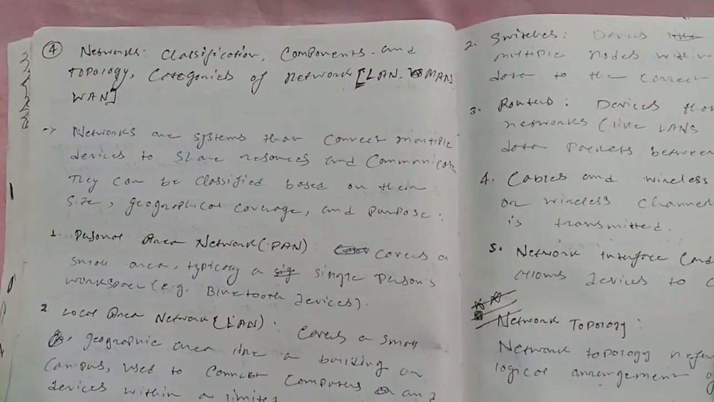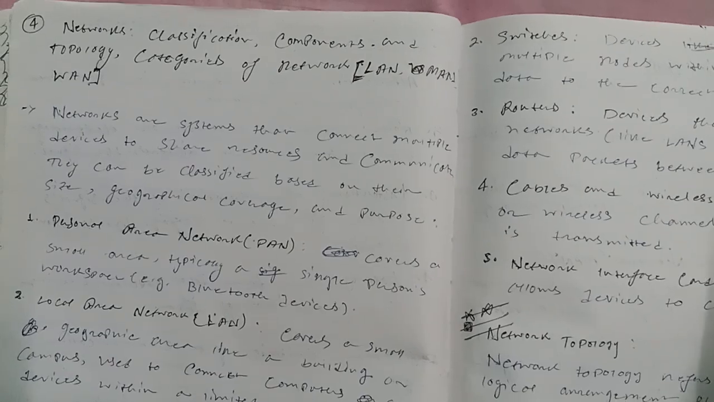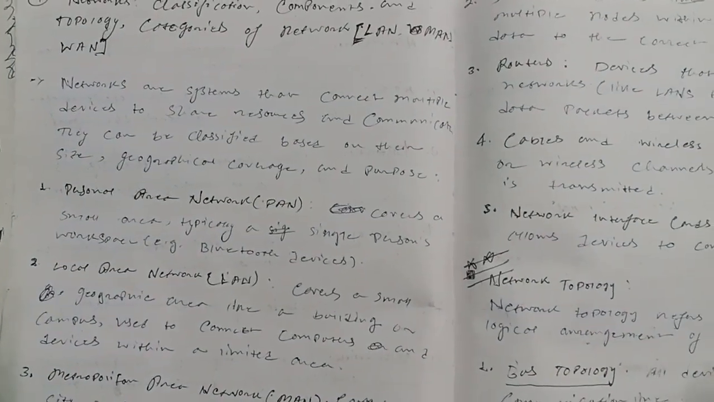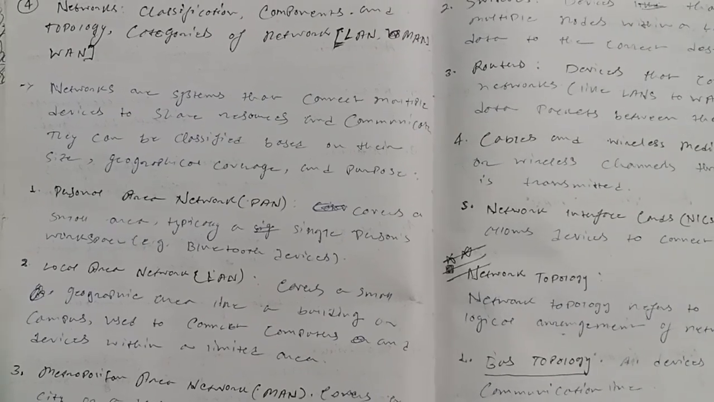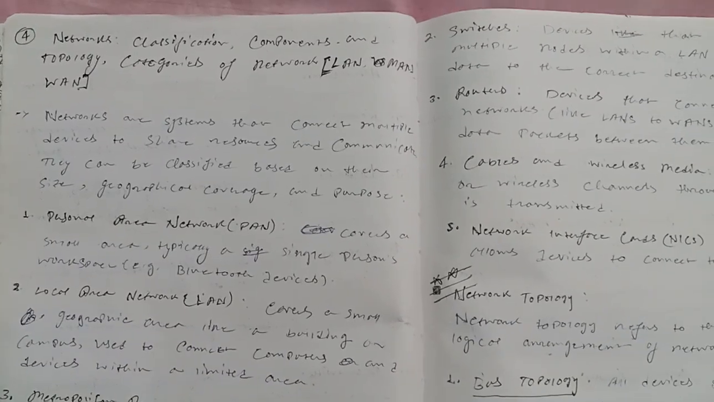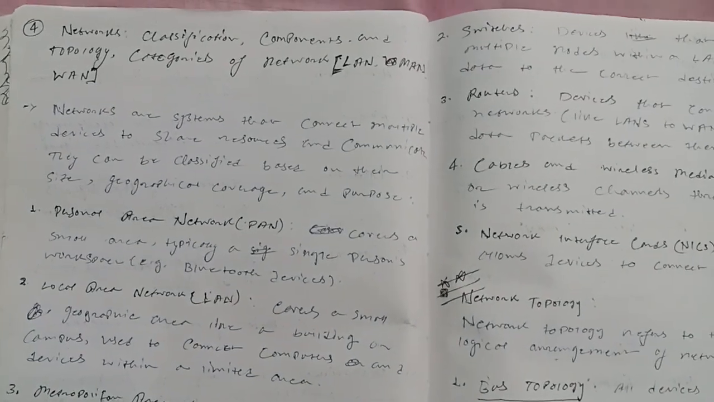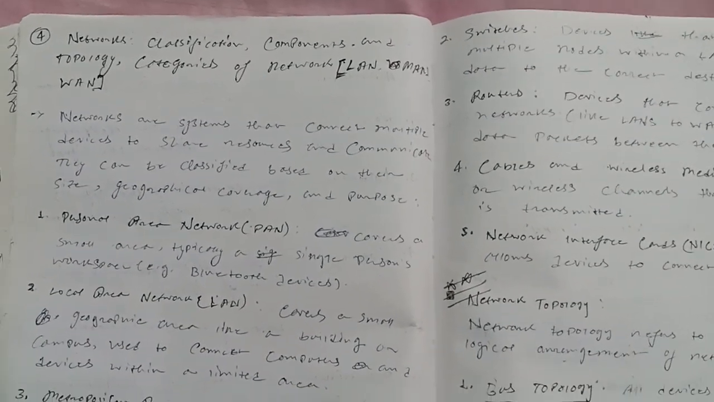So next we have the network classifications, components, and topology, the categories of networks. But I will cover it later, and I'm skipping this topic right now as it's a crucial topic in computer networking. So I will make another separate, dedicated video for it. For now, we will move to the brief history of the internet.